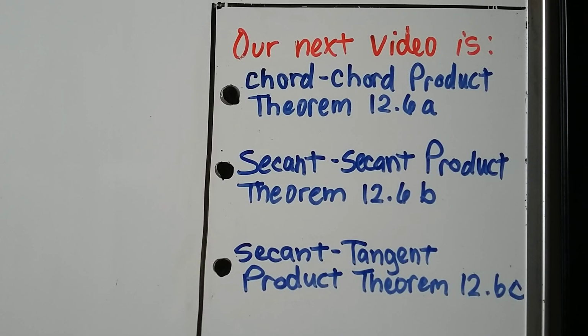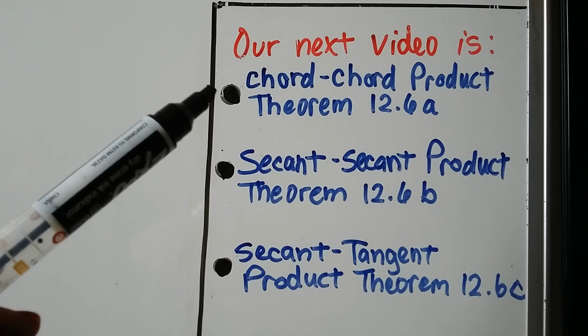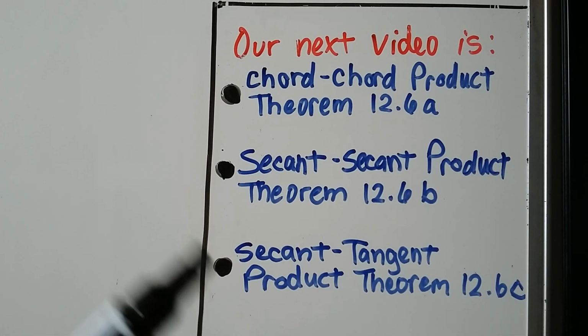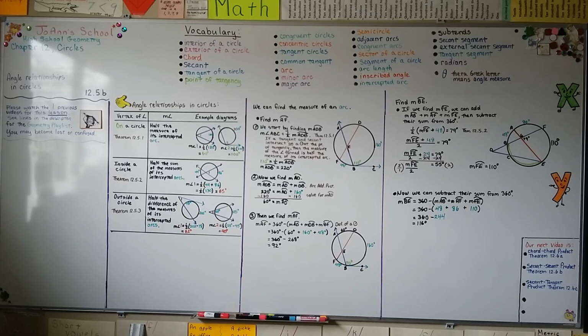Our next video lesson is going to be 12.6, which is split into 3 parts, A, B, and C. We're going to start with chord-chord product theorem, then we're going to do secant-secant product theorem, and then we're going to do secant-tangent product theorem. So just remember, if you missed the first part of this lesson, you can just click on the description and watch it, because I go into detail about the theorems that we discussed right here.